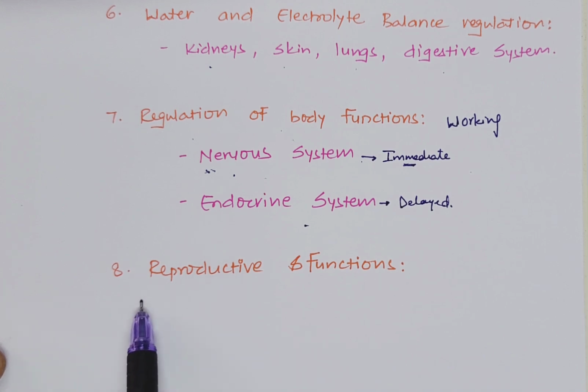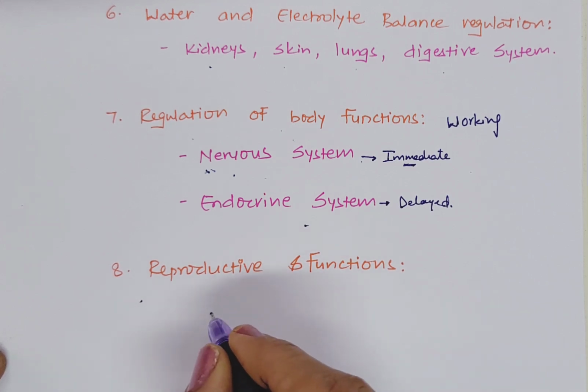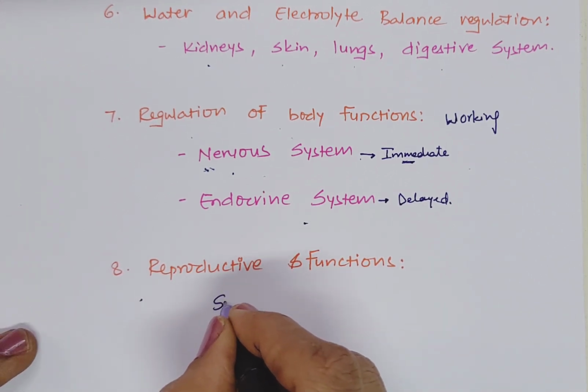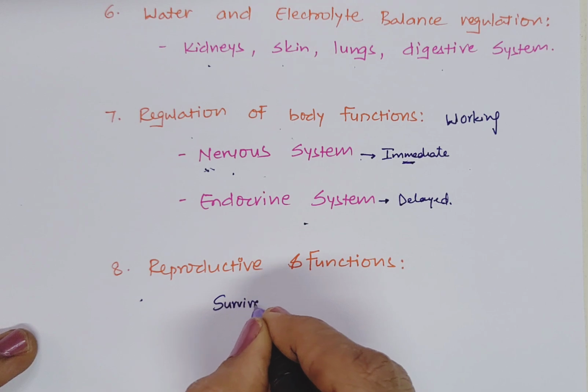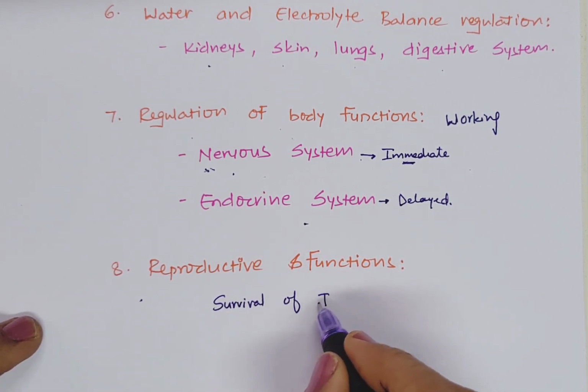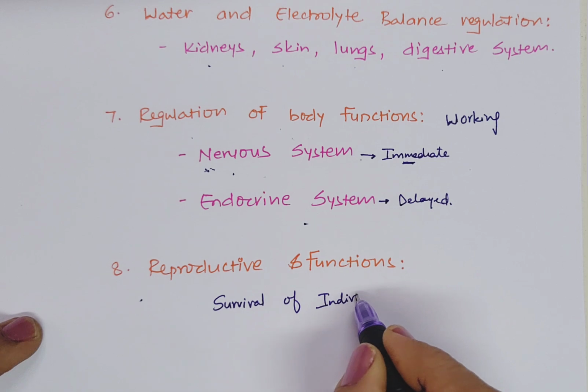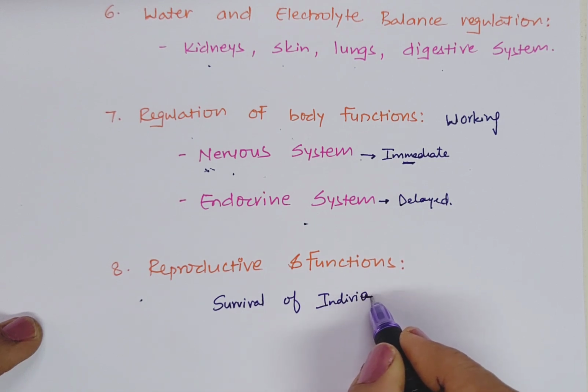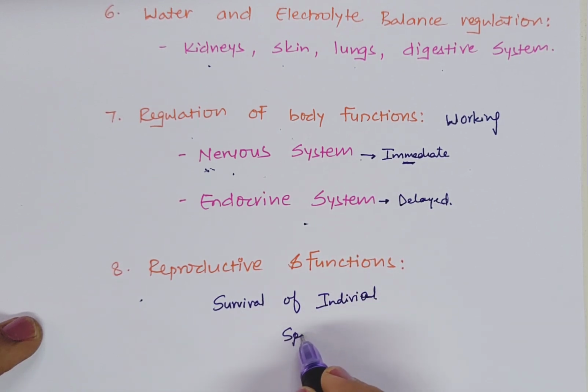And last but not least, reproductive function. The reproductive system is not important for the survival of the individual, but it is important for the survival of the species, because if reproduction is not there, then the species cannot be continued. Okay, so this is about various systems.